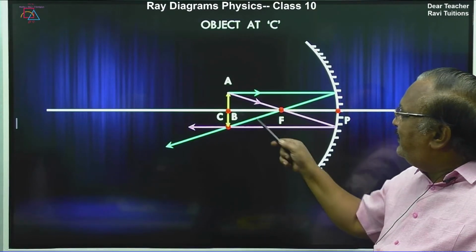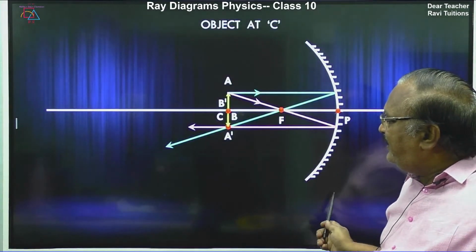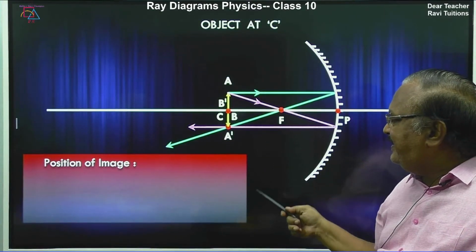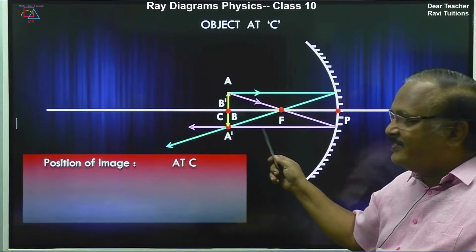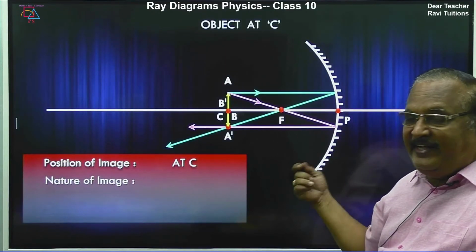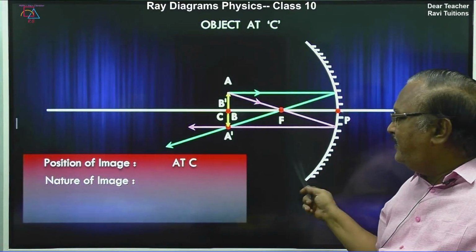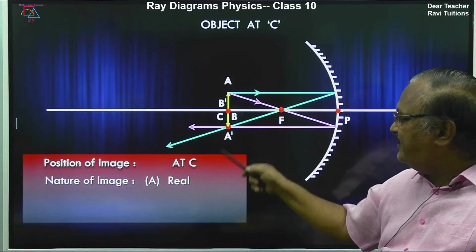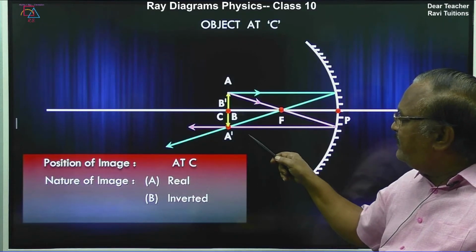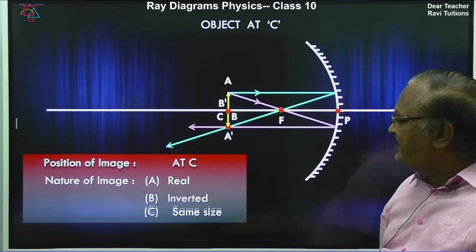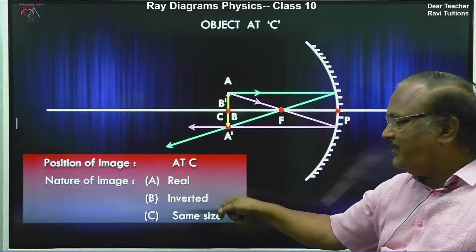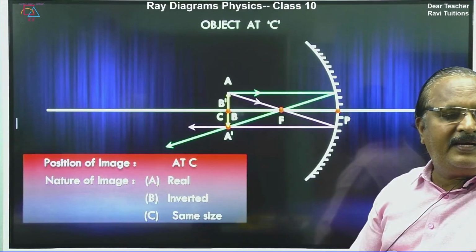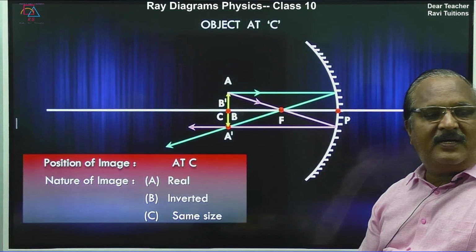So now AB is inverted. Let us see the position. The position of the image is at C, at the center of curvature. What is the nature? A, B, C. The image is real because it is in front of the mirror. Same size, inverted. You can write all this by seeing the table. Real, inverted, and the same size.